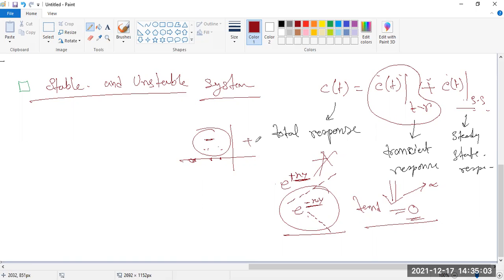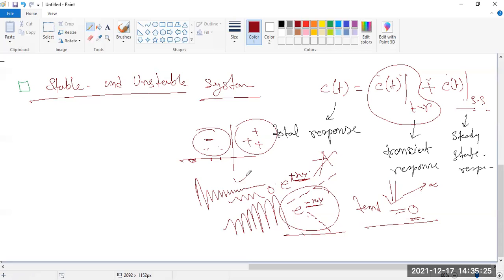If the system is on the positive side, there is oscillation, and if the power is positive it grows bigger. But if it is negative, the oscillation becomes smaller and tends to zero. So this goes to stability. This will be stable and this will not be stable.